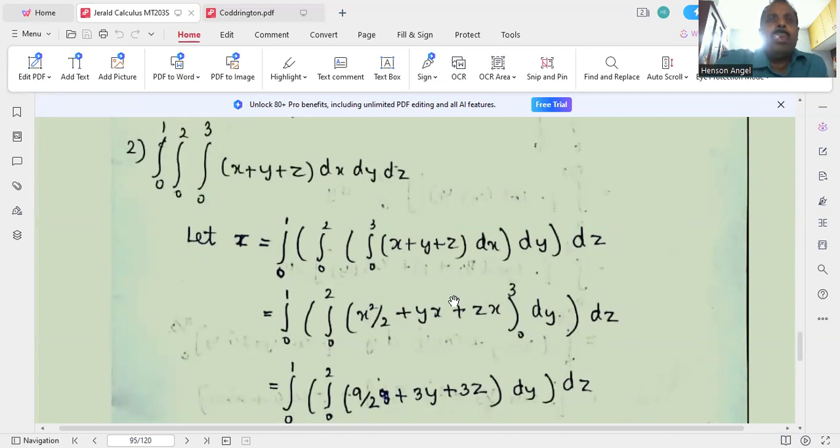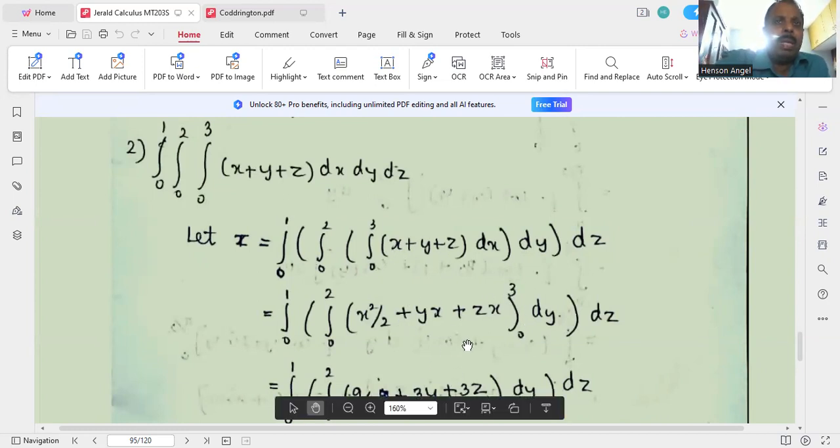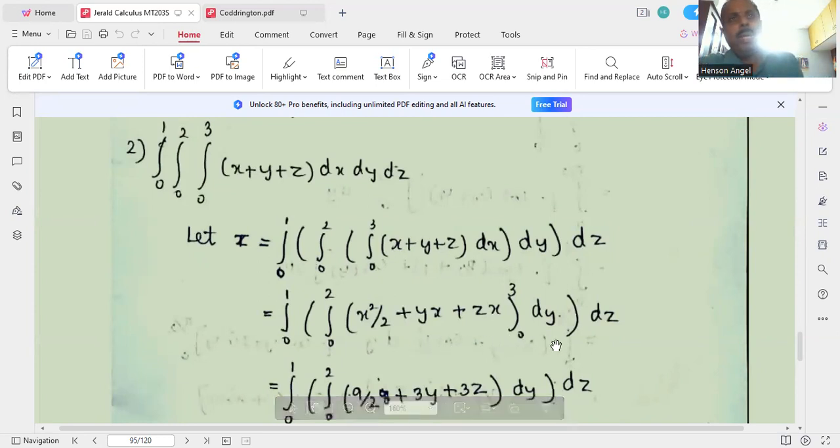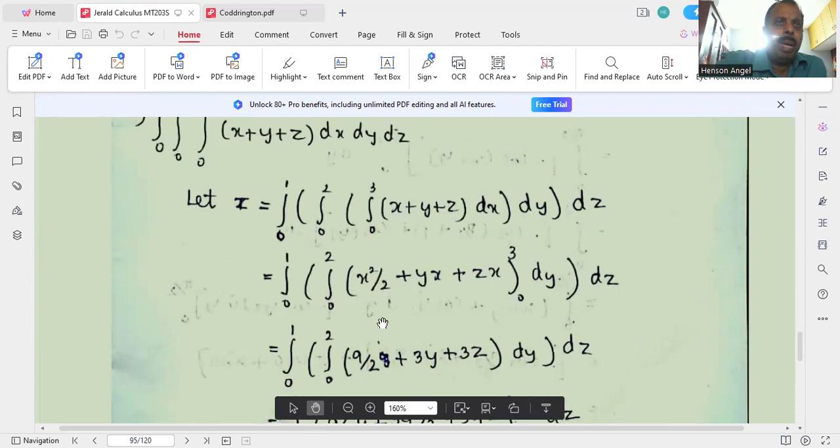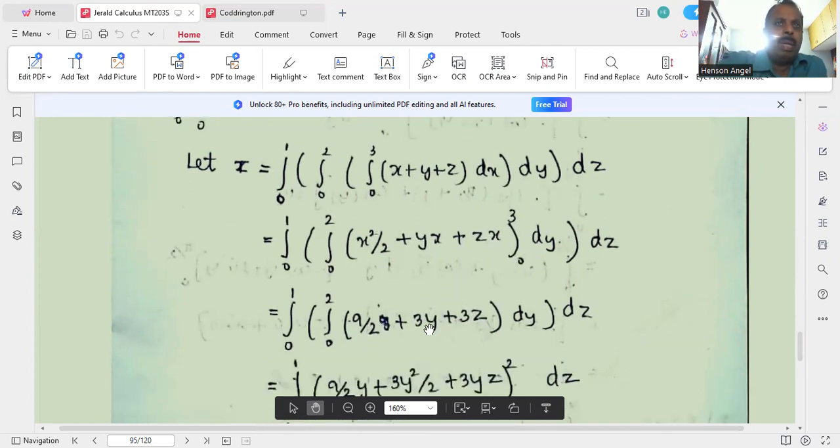So now we are going to apply the limits for x, upper limit minus lower limit. Here we substitute the upper limit 3 for x, then minus, we substitute 0 as the lower limit for x. When you apply the upper limit 3 for x, we get 3 square by 2, that is 9 by 2, plus 3 into y, plus 3 into z. When you apply the lower limit, we get 0. We need not write that 0. So we get 9 by 2 plus 3y plus 3z.